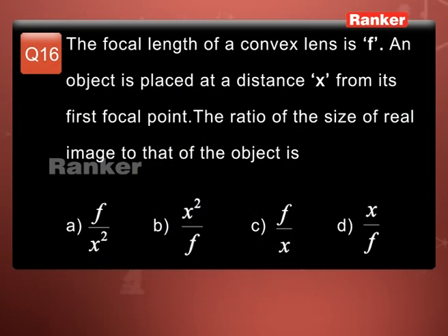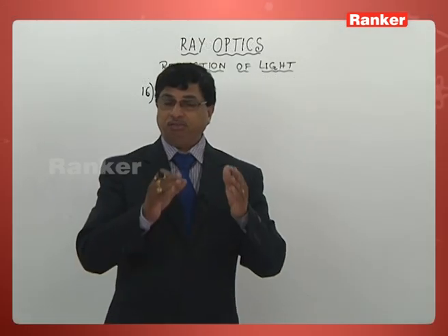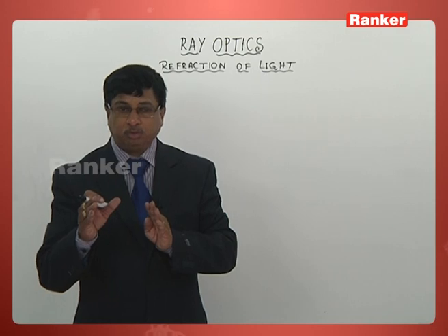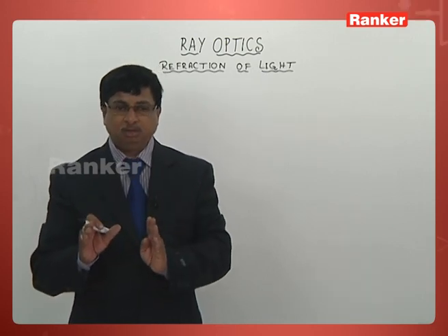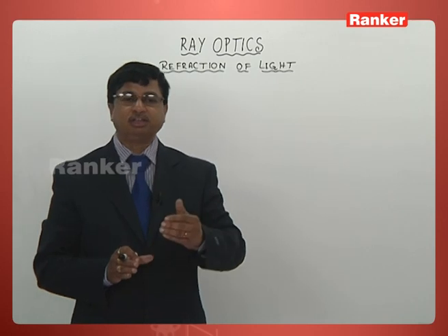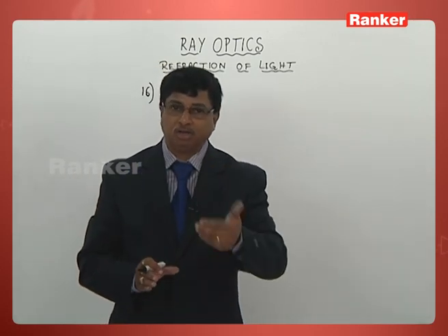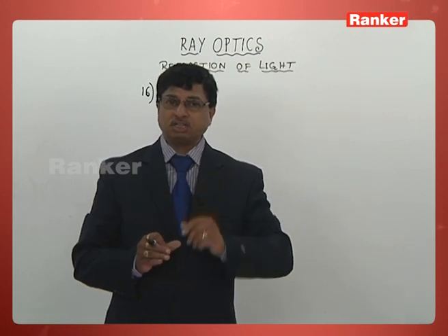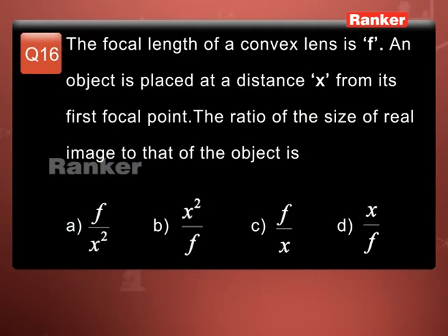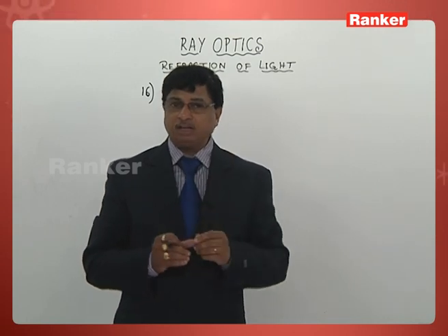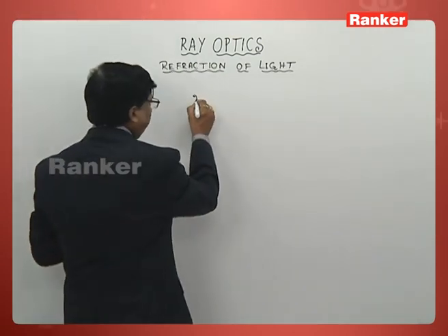The ratio of the size of the real image to that of the object is how much? Ratio of size of the image to the size of object. You can all understand what he is asking. He is asking you magnifying power or magnification. What are the options given? f by x square the first option, x square by f the second option, f by x the third option, and x by f the fourth option. So what is he asking? You have already got. It is magnification he is asking you.